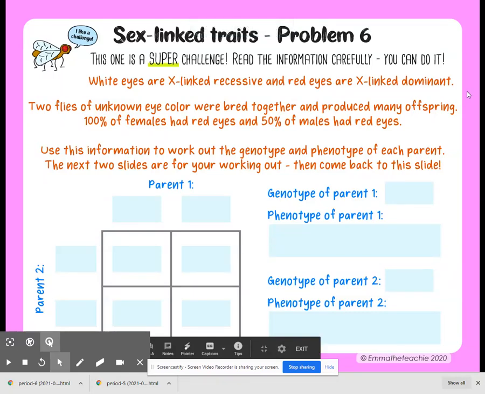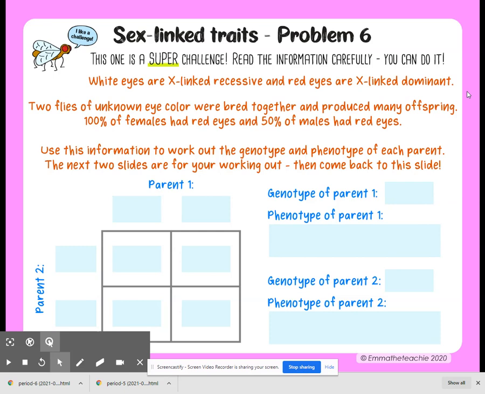Okay, so this is our problem number 6, and this is a super challenge, okay? So we have to read this information carefully, and I know you can do it. What you might want to do is just pause the video and think through it. Read through everything, think through it first, and then you can listen to the explanation.